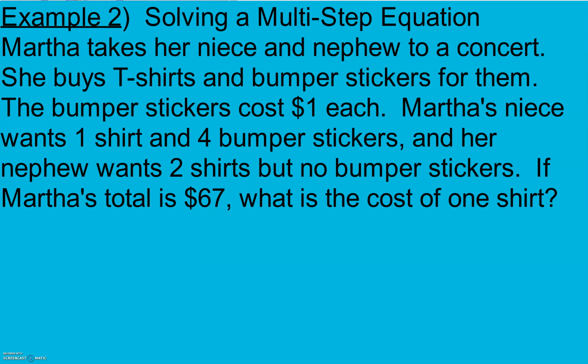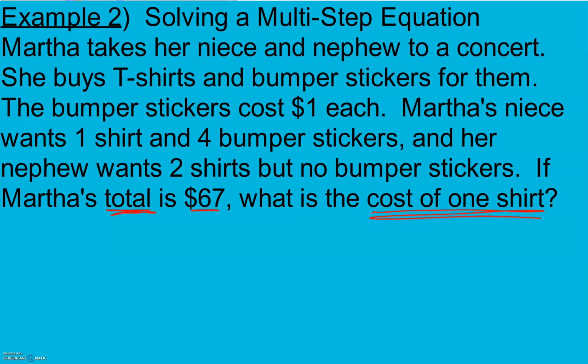In example 2, Martha takes her niece and nephew to a concert. She buys t-shirts and bumper stickers for them. The bumper stickers cost $1 each. Martha's niece wants 1 shirt and 4 bumper stickers, and her nephew wants 2 shirts but no bumper stickers. If her total is $67, we want to know what is the cost of one shirt. So here it says total is 67. Total means we're going to add up all the costs, since we're talking about cost of a shirt and we're talking about money. So all the costs.